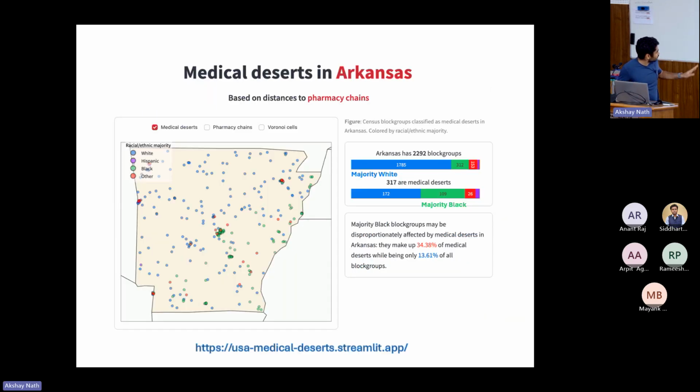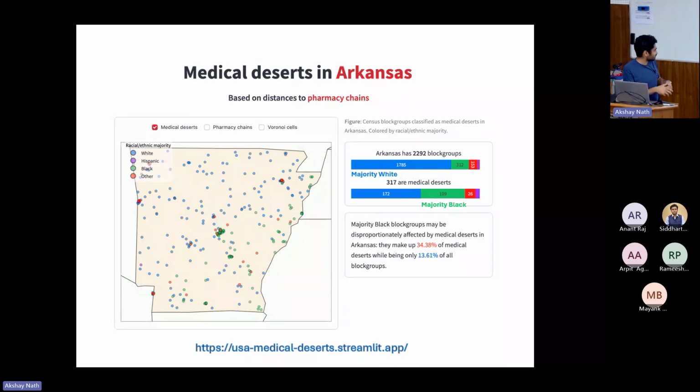So, all right, here's another example where this is a map of the state of Arkansas in the US, where we map medical deserts, which are areas that are a certain distance further away from their nearest pharmacy, and also poorer.